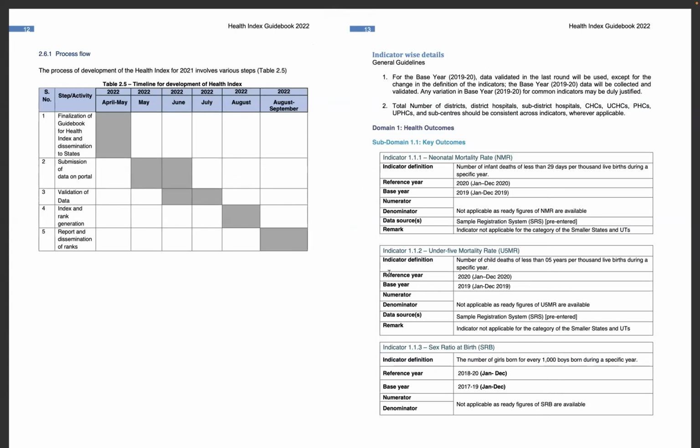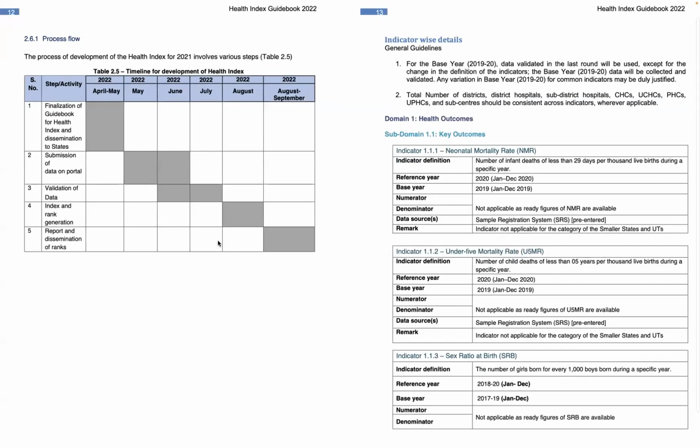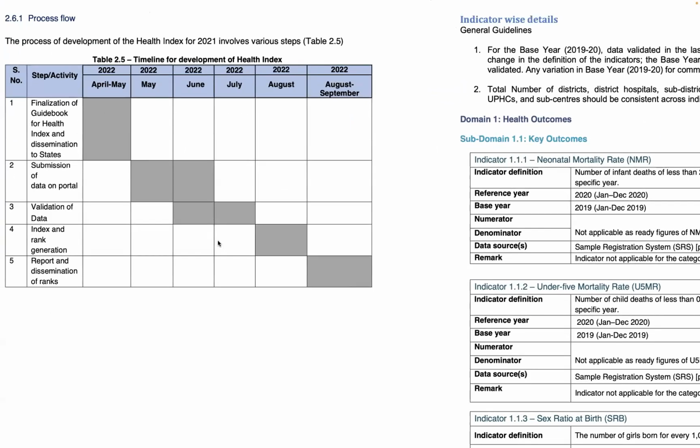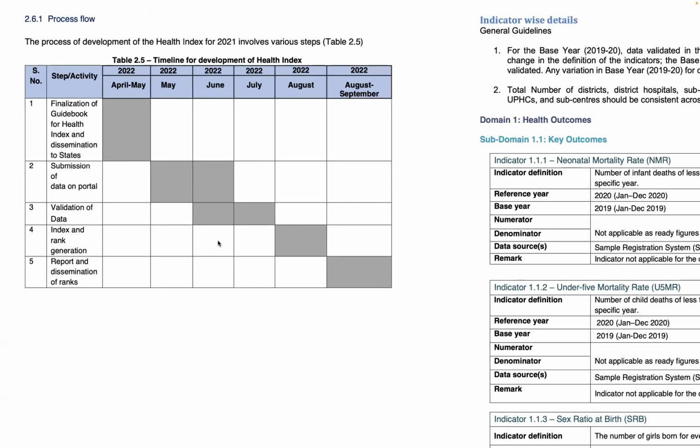What are they doing? Process flow. In the months of April and May, they are finalizing the guidebook of the health index. In May and June, they are submitting data on the portal. In June and July, they are validating it. In August, they did the indexing and ranking, and report dissemination of ranks. In August and September, they have displayed them.